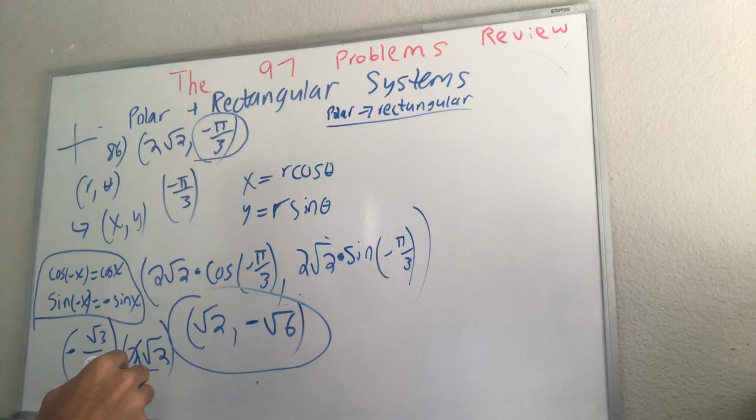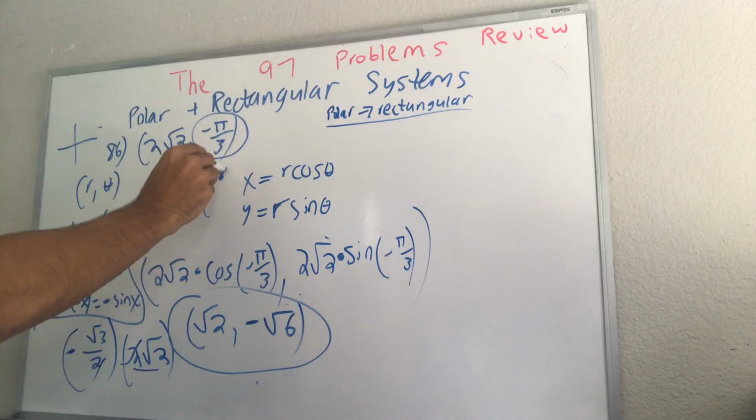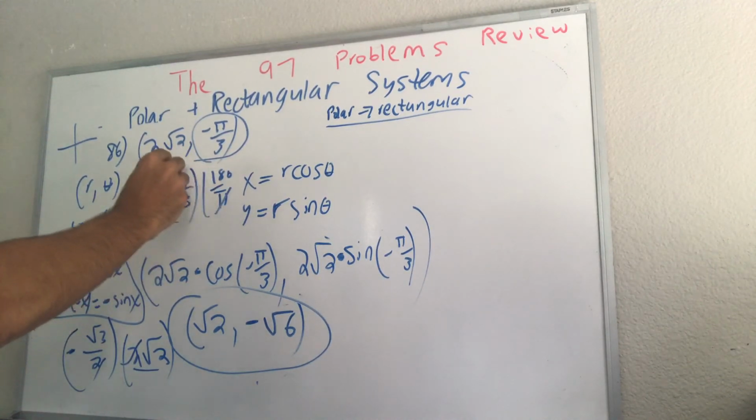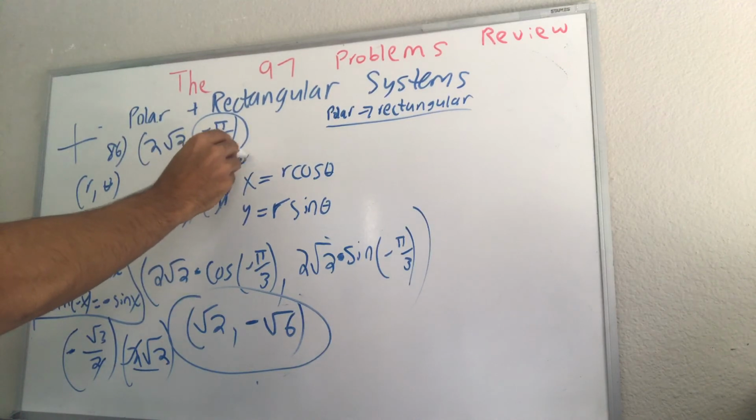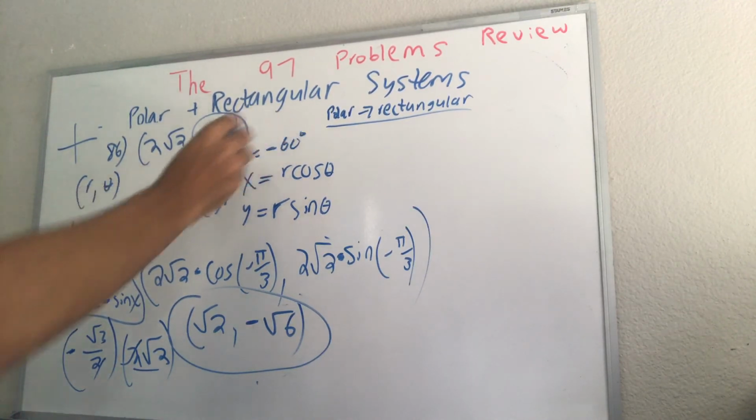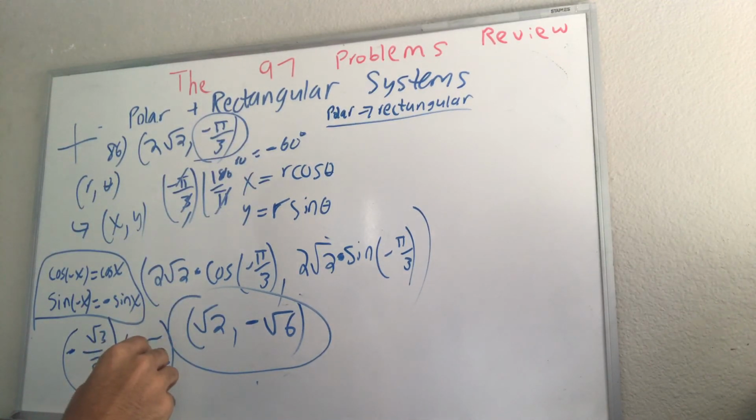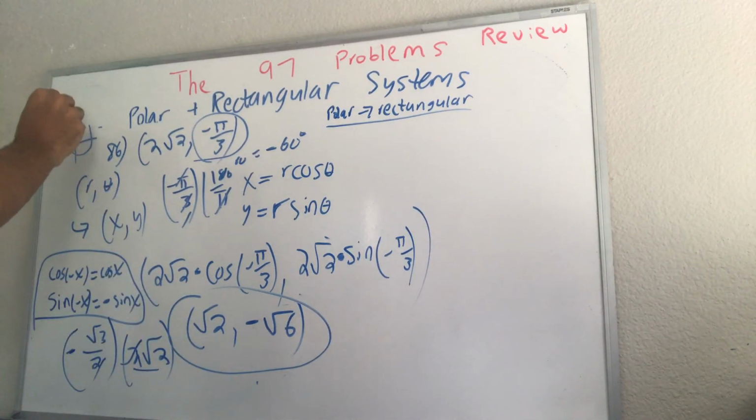So if you want to convert this into degrees, obviously the pi's go away, 180 divided by 3 gives 60, so you're left with negative 60 degrees. We already know that pi over 3 is 60 degrees. Well, negative pi over 3 is negative 60 degrees. Now, if you're going 60 degrees in this direction, clockwise, then you're going to land somewhere here.